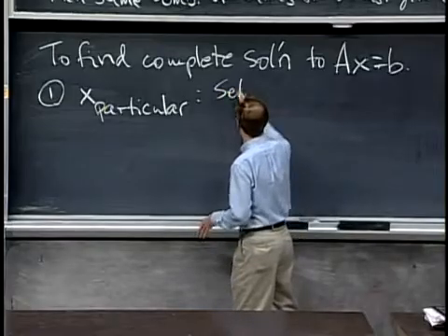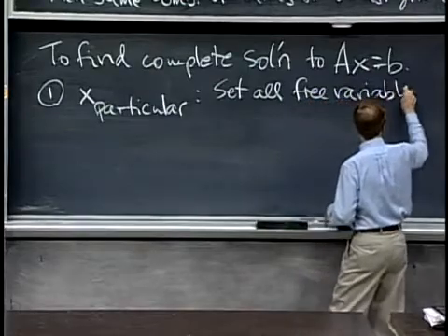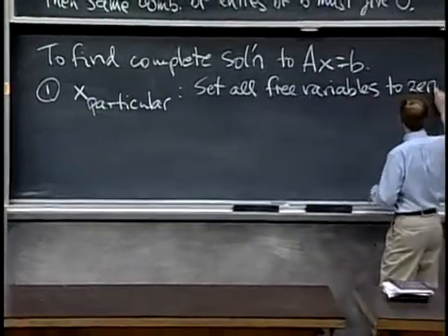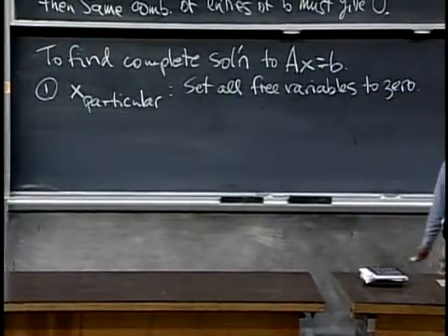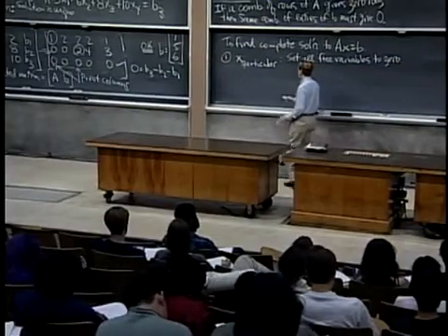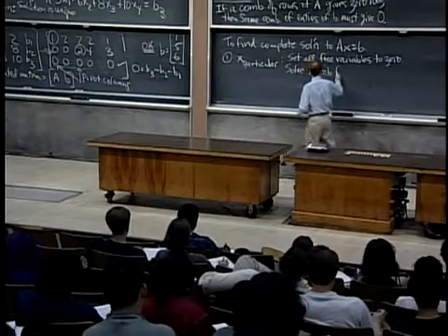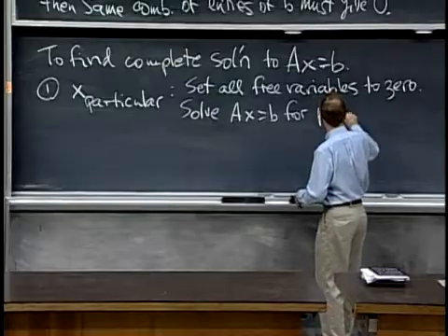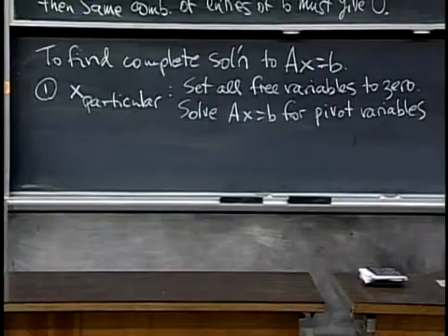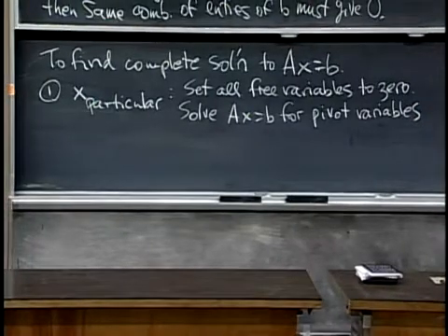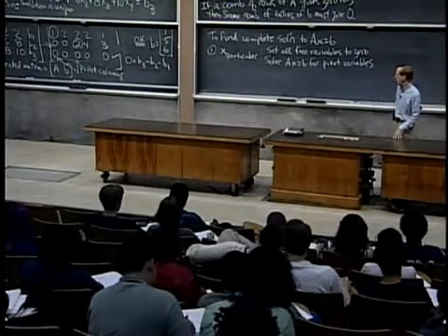Set all free variables to 0. Since those free variables are the guys that can be anything, the most convenient choice is 0. And then solve Ax = b for the pivot variables. So what does that mean in this example? Which are the free variables? Which are the variables that we can assign freely? And then there's one and only one way to find the pivot variables.